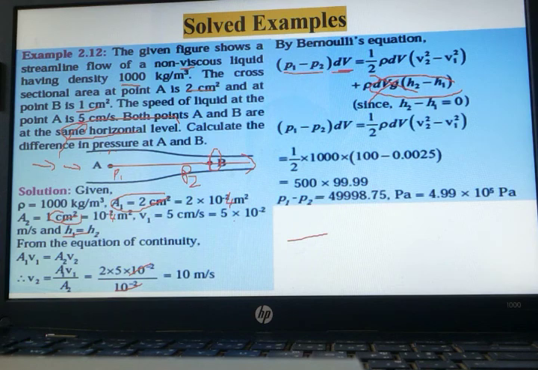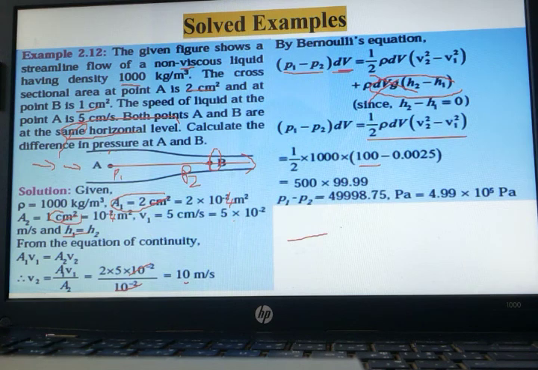Ultimately we will be left with P1 minus P2 into dV equal to half rho dV into V2 square minus V1 square. We only have to find out the value of P1 minus P2, so we will concentrate on this term only. Half is written as it is, rho's value has been given. Here V2 square minus V1 square: V2 we have got is 10, and 10 square is 100. And V1 is 5 into 10 raised to minus 2.